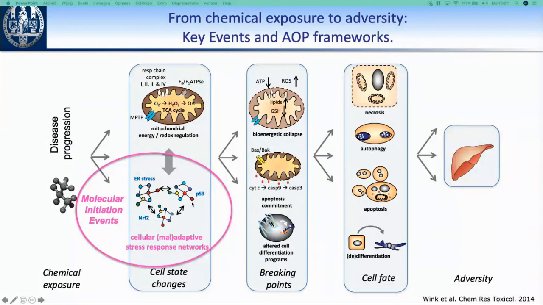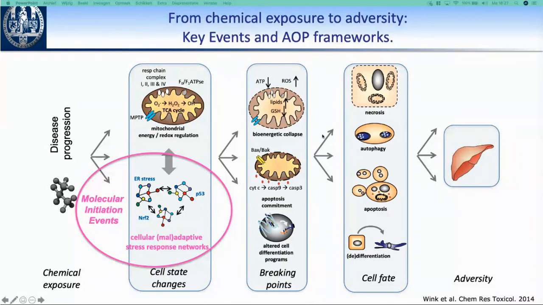And a cell tries to cope with these different kinds of stresses to activate specific adaptive stress response pathways, such as the unfolded protein response, oxidative stress response, or the p53-mediated DNA damage signaling. And this is to try to restore homeostasis during stress conditions caused by these nanoparticles inside the cell. However, when the stress is too severe, a certain breaking point will be reached, and the cell switches to apoptotic signaling, which may in the end lead to either necrosis or apoptosis, and lead to certain adverse events inside the liver.